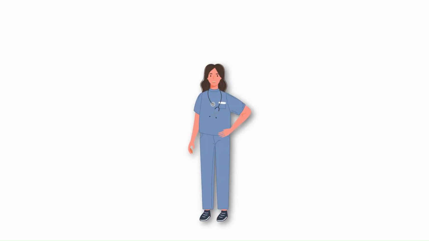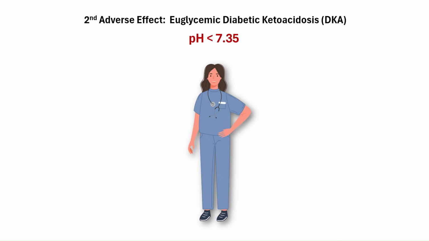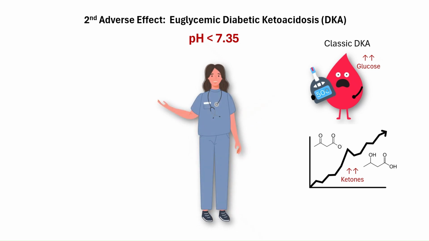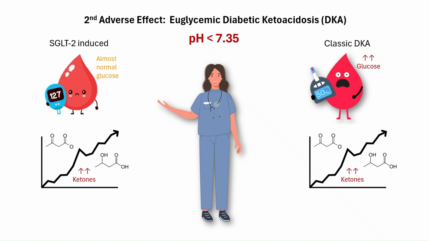Now we move to the more subtle and more dangerous adverse effect: euglycemic diabetic ketoacidosis, or DKA. Classic DKA is easily recognized by sky-high blood sugar. But in SGLT-2-induced euglycemic diabetic ketoacidosis, blood glucose may often look normal or only mildly elevated, often below 250 mg per deciliter, even while the body's pH is crashing. So, what's happening?